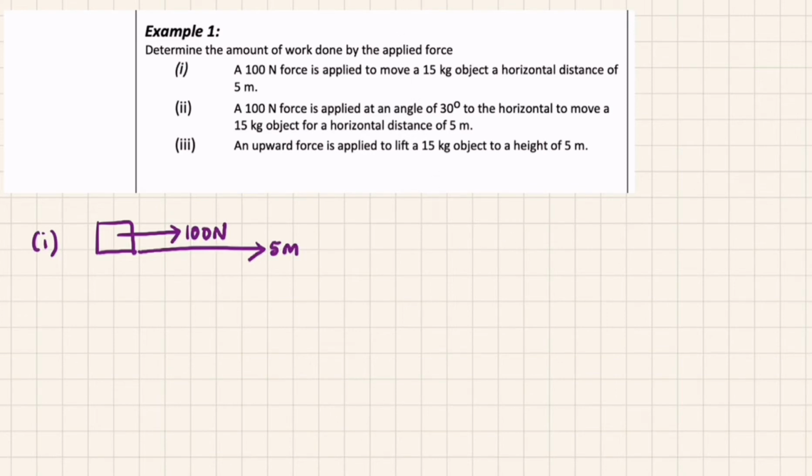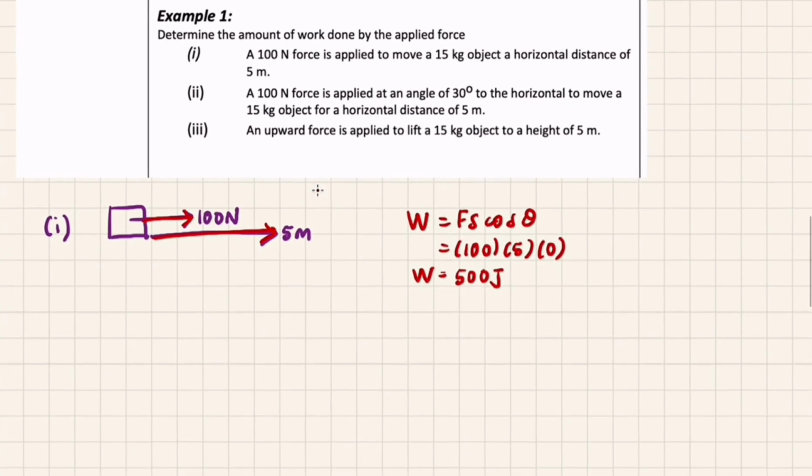So we recall the equation for our work done. Work done equals Fs cos theta. Our force is 100 Newton, our displacement is 5 meter. Then you check your theta, the angle between F and S. Our force is to the right, and our displacement is also to the right, so the angle between them is 0 degree. So our work done equals 500, and the unit of work done is joules. That is example 1 Roman 1.